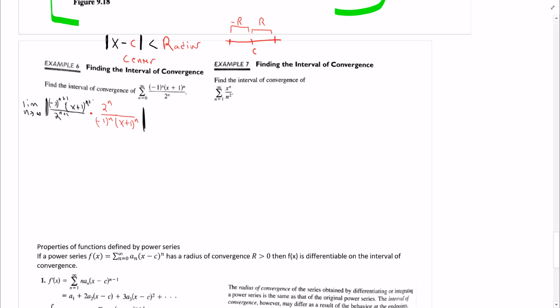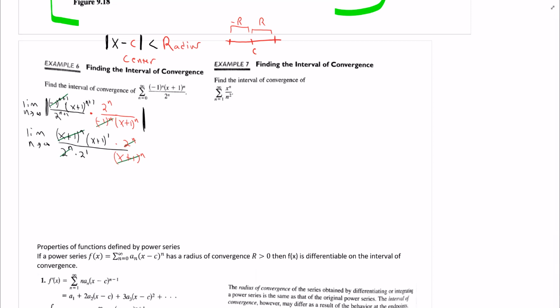Remember, all the negatives are going to go away because we're taking the absolute value, so all those little negative pieces are now gone. It doesn't matter what they would have been, it's going to be positive. And we're going to get, this top is going to be x plus 1 to the n times x plus 1 to the 1 over 2 to the n times 2 to the 1. And then over here we're going to have 2 to the n over x plus 1 to the n. That's going to cancel, that's going to cancel, that's going to cancel, that's going to cancel.